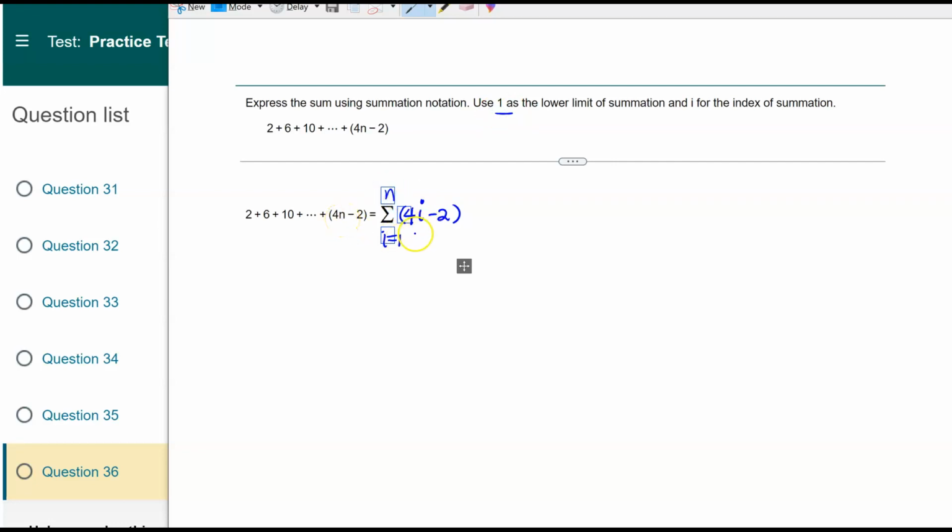And then you can double check. So when i is equal to 1, you will have 4 minus 2, and that is equal to 2. When i is equal to 2, you have 4 times 2, which is 8, minus 2, and you should get 6. So, therefore, we know we are correct. And the last term, when i is equal to n, will just be 4n minus 2.